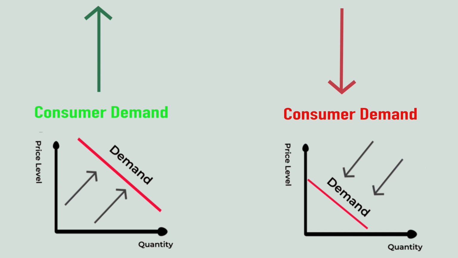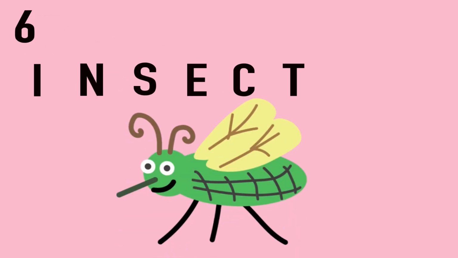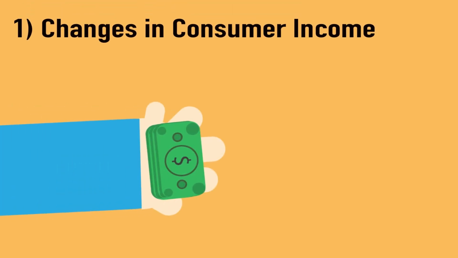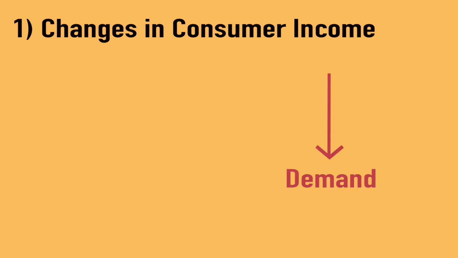But what are the causes of such changes in demand? Well, there are 6 in total, and an easy way my teacher taught me to remember them is through the acronym INSECT. Going through them one by one, these are changes in consumer income. Perhaps people have more money to spend on things, so naturally demand would increase for all products, or people have reduced income, leading to less demand.